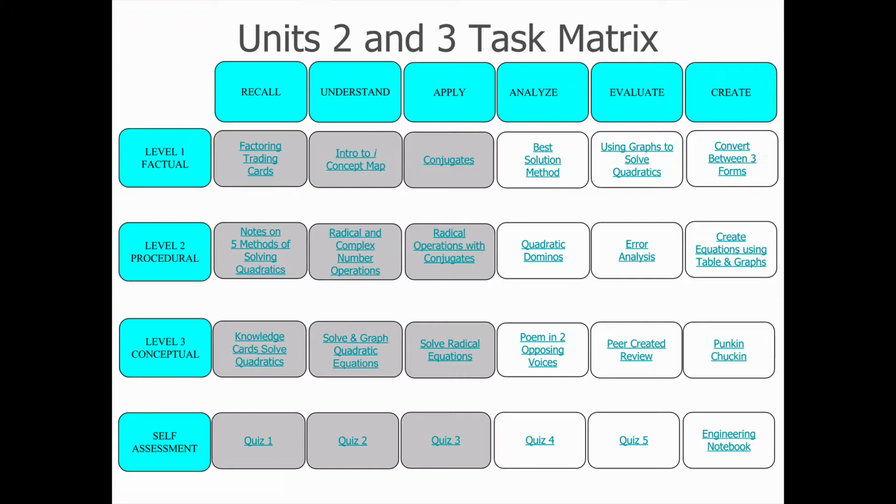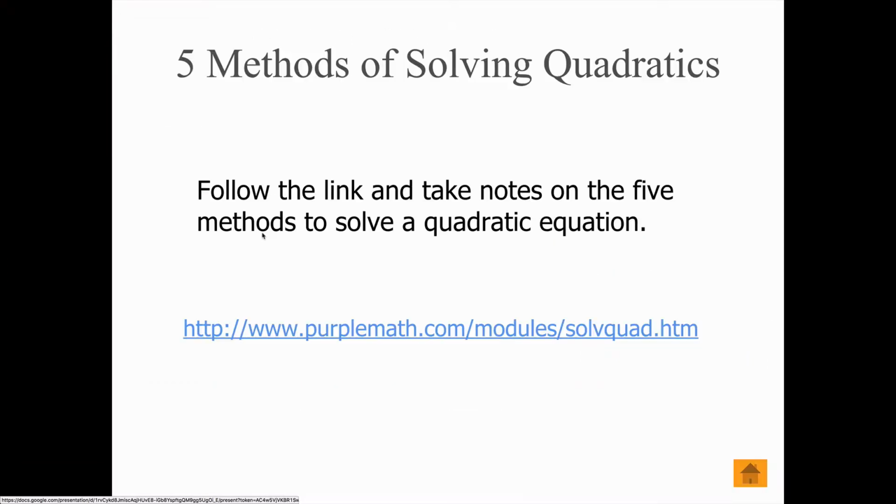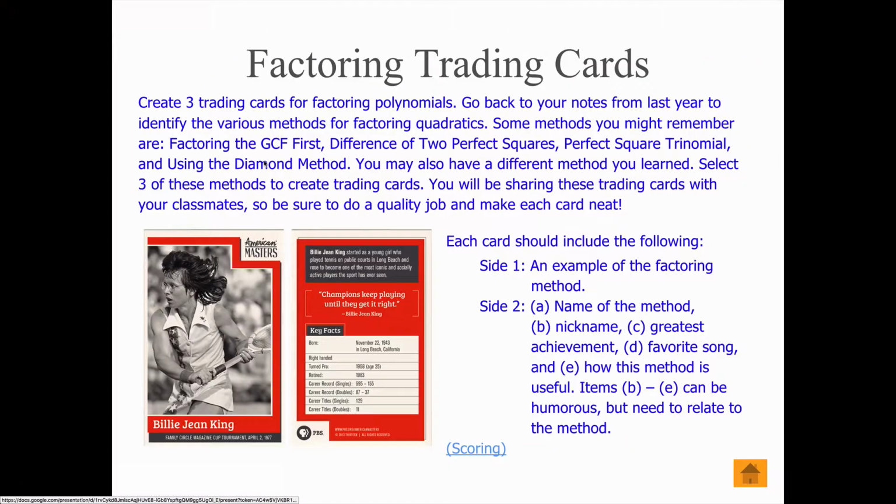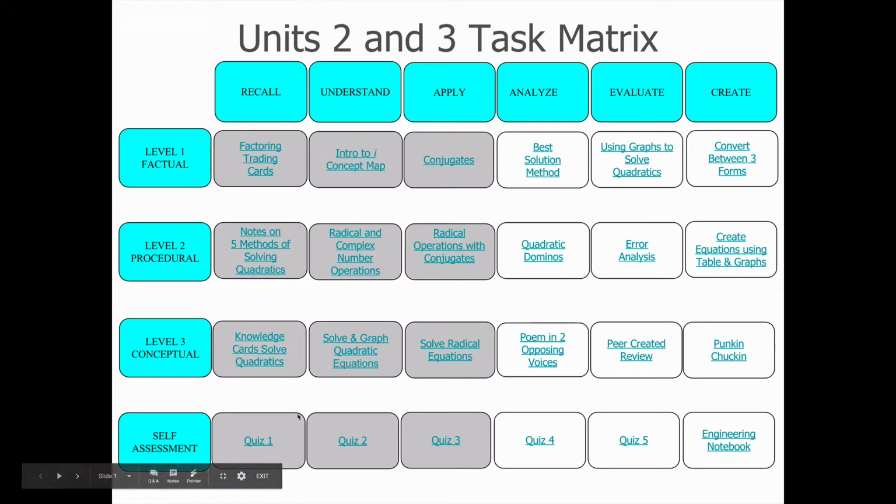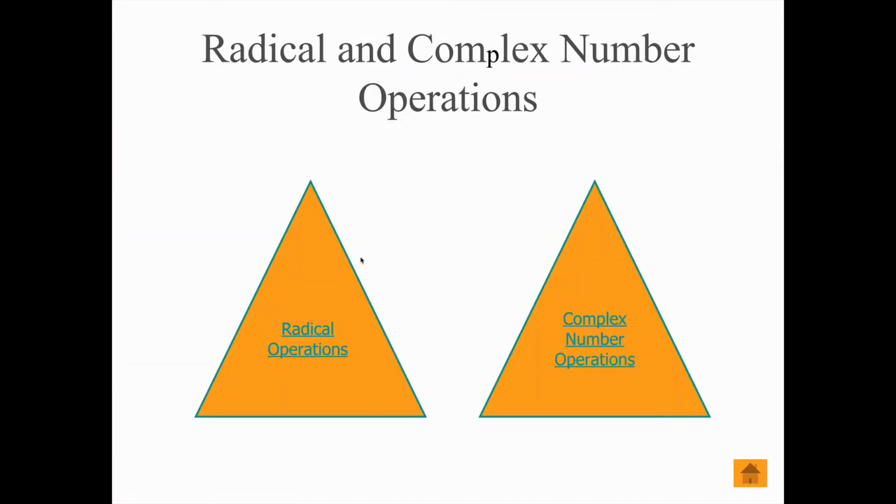So as you go through these, let's suppose that you're on the first column and the second activity. You'll notice that in each case it's going to give you instructions, and it may give you a link. It may give you an activity. For example, factoring trading cards gives you an activity.